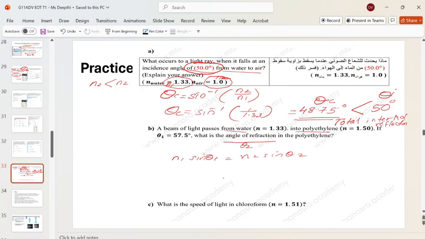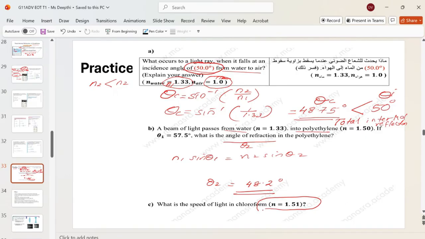If you want the answer, the angle of refraction, finally you will get theta 2 equal to 48.2 degrees. Okay, you can check that for yourself. Now the third question, what's the speed of light in chloroform? The n value of chloroform is given as 1.51.